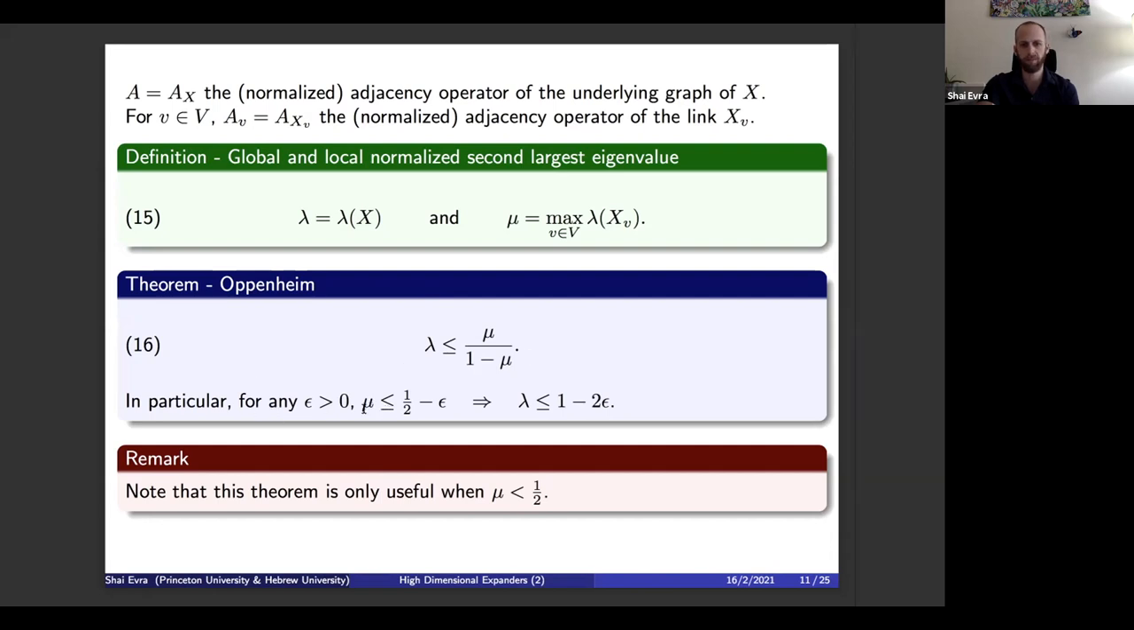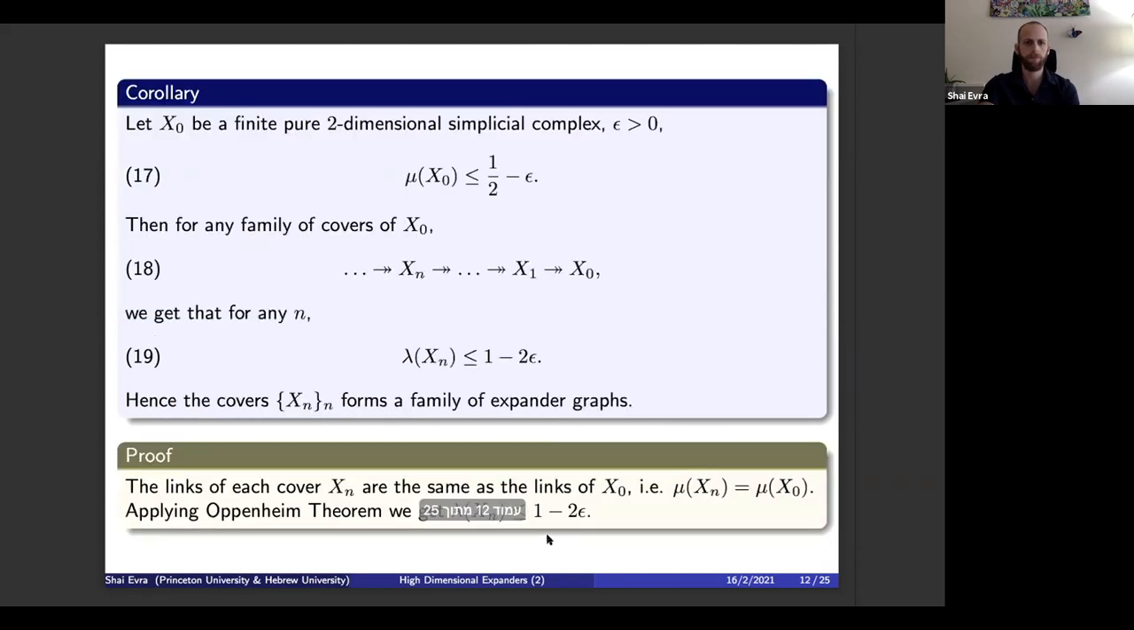Because mu is local and lambda is global, if you know that mu is bounded away from a half by any epsilon, any positive number, then you will get a global consequence that lambda is bounded away uniformly from one. And just to emphasize, this theorem is always true, but it's only useful when mu is smaller than half, as we've seen before. And I'm going to prove that theorem, but already I can mention the corollary.